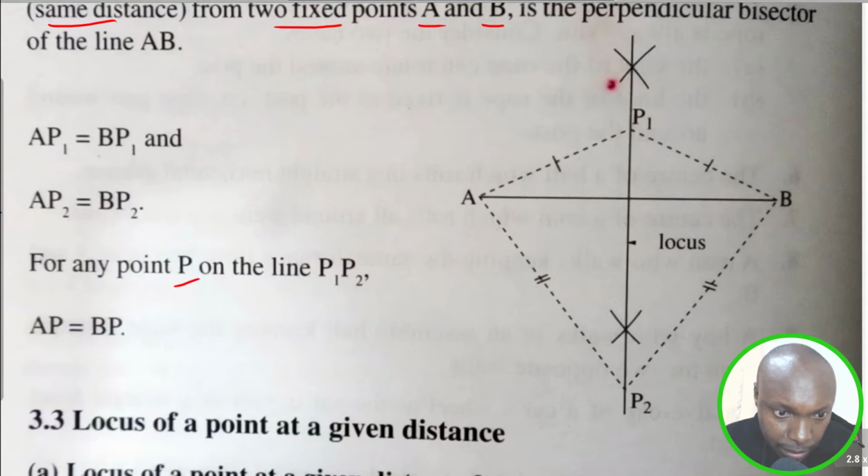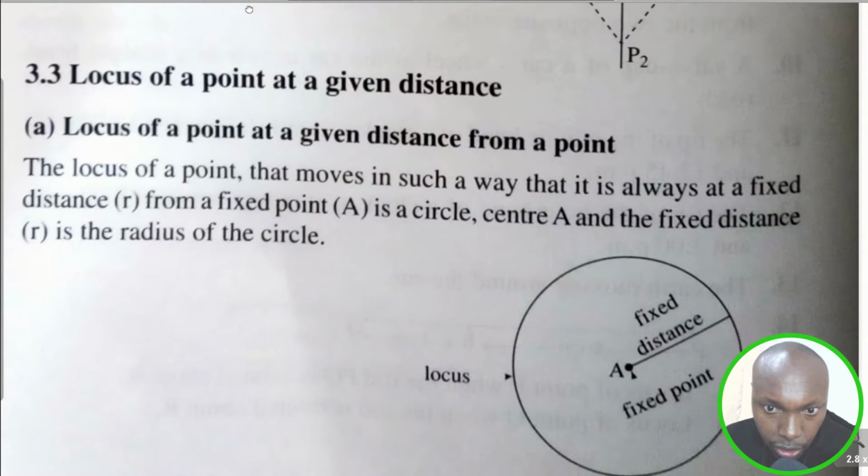The second type of locus is the locus of a point at a given distance. We start with part A, the locus of a point at a given distance from a point. The locus of a point that moves in such a way that it is always at a fixed distance R from a fixed point A is a circle, with center A, and the fixed distance, that is the radius R, is the radius of the circle.